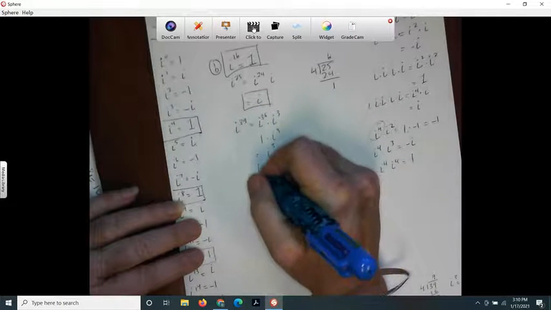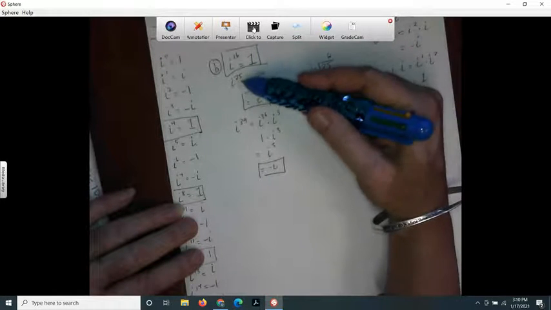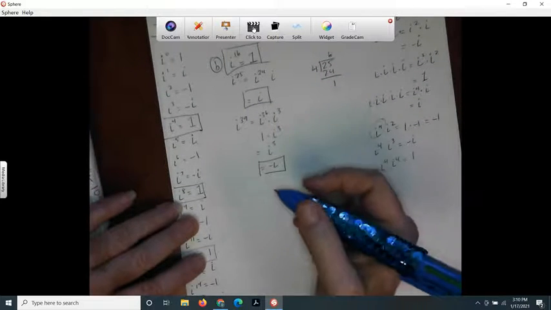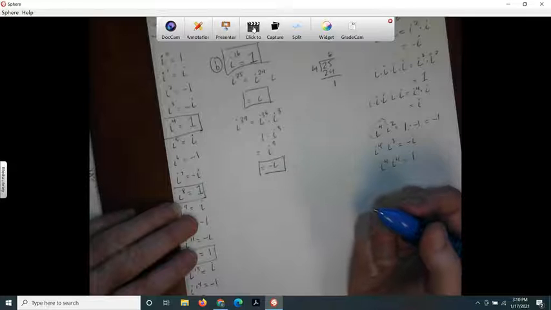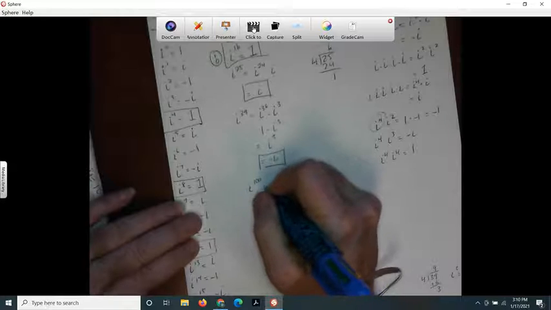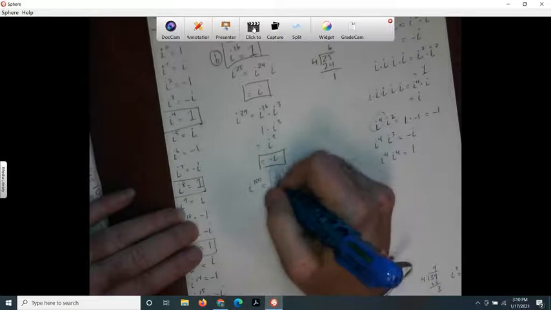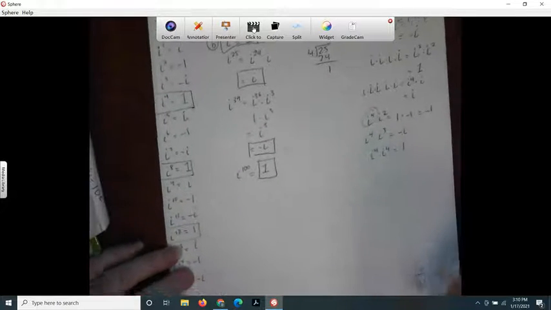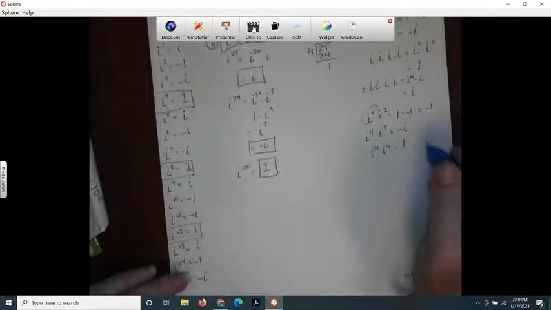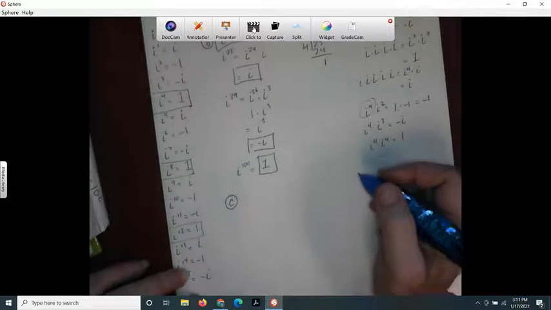And then we'll try another one. i to the 100th. Well, 100 is a multiple of 4 because 25 times 4, so I already know that's 1. It's a little confusing, but they're going to kind of lead us into more answers. So letter C says, what is i to the 4n? And by this time, we should say that we know that it's 1. Because when it's multiples of 4, then you're going to get 1.